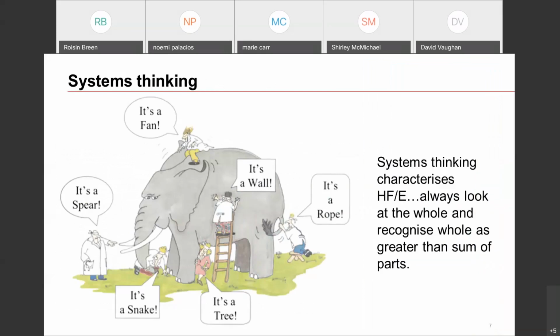So, systems thinking. I love this picture of the elephant. It's actually from a poem by Rumi, where he had the blind men feeling the elephant, and they all thought it was a different thing, depending on what part of the elephant they were touching. It characterizes what isn't systems thinking. In human factors and ergonomics, we always look at the whole, and we recognize that the whole is greater than the sum of the parts.